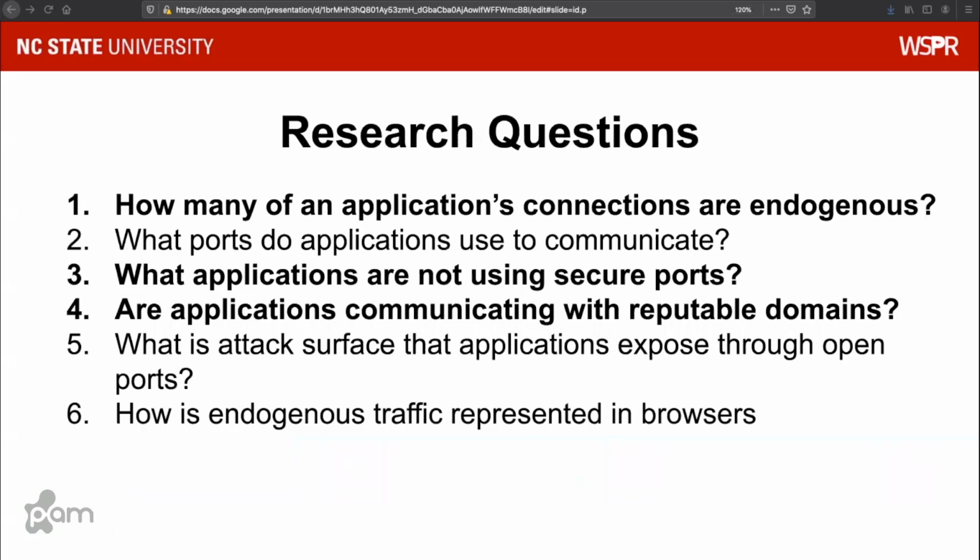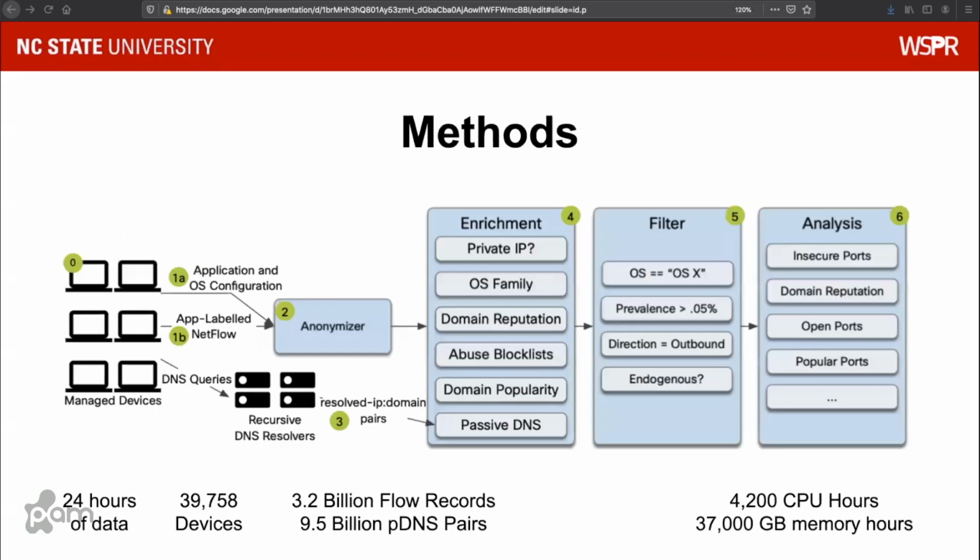There's a number of research questions we explore in this paper. We're going to focus on 3 during this talk. How many of an application's connections are endogenous? What applications are not using secure ports? And are applications communicating with reputable domains? So first, let's talk through how we did this.